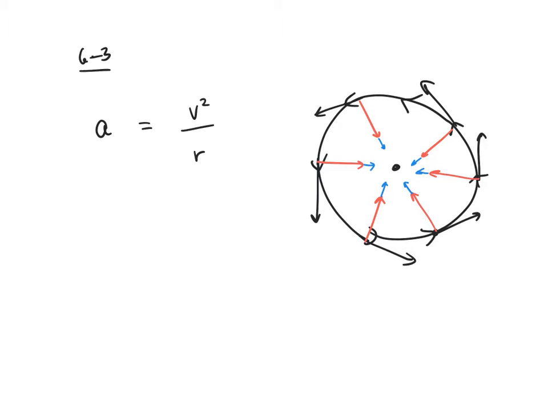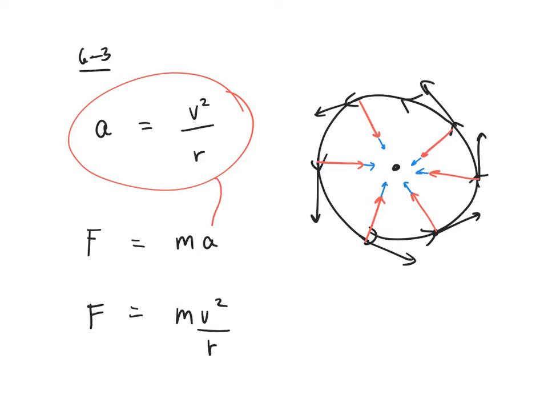The acceleration is what's keeping it moving in a circle. Without that acceleration, without that rope or whatever it is holding it in a circular motion, this object would not stay in circular motion. Okay, it would not stay in circular motion. That's the first formula. The second formula is simply F equals ma, which becomes F equals mv squared over r. So this is the first formula, and then plugging that in for a gives us the second formula.